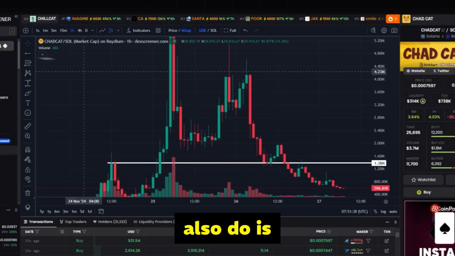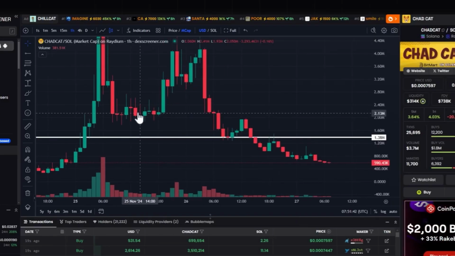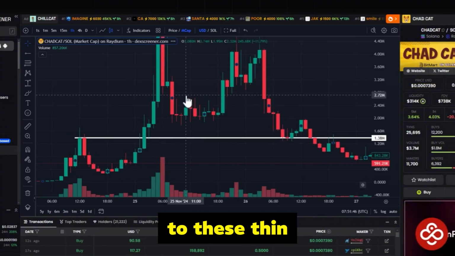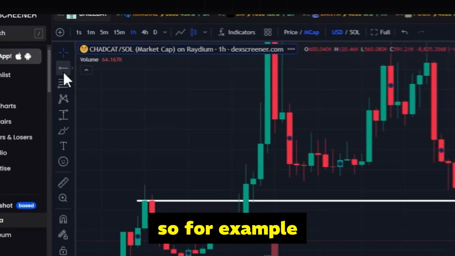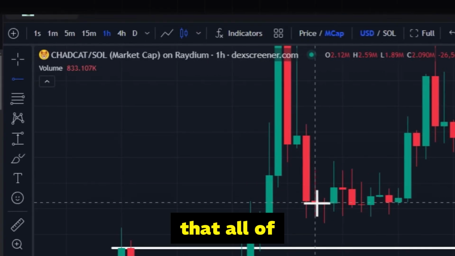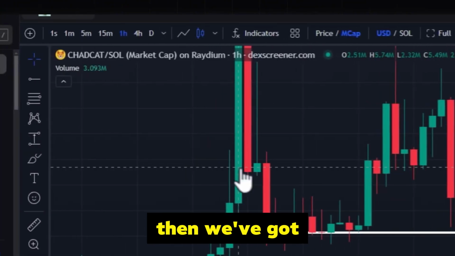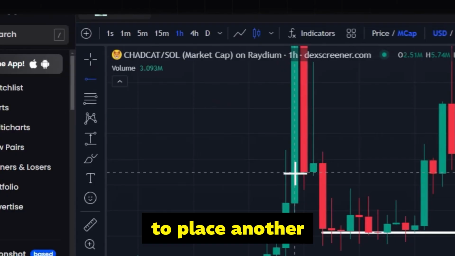Now, when we draw our levels, we want to make sure that we zoom in and look at where the bar closes. We don't want to pay attention to these thin wicks. We want to only pay attention to where the bar closes. So for example, take this tool again, we can see that all of the bars seem to close and converge around this area. So that's going to be another line. Then we've got another area around here where the bars seem to close, so I'm going to place another line around here.